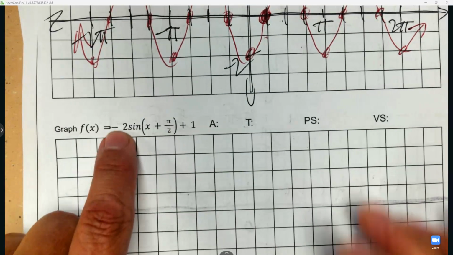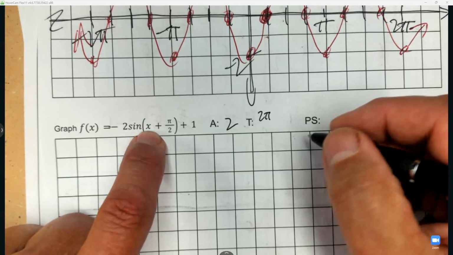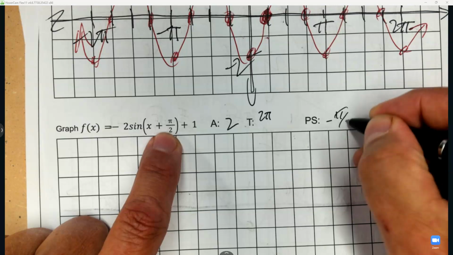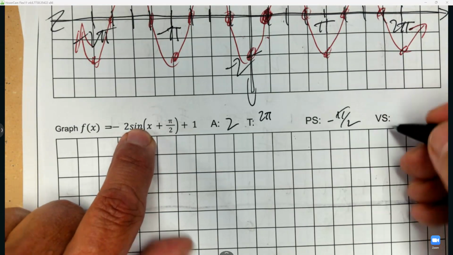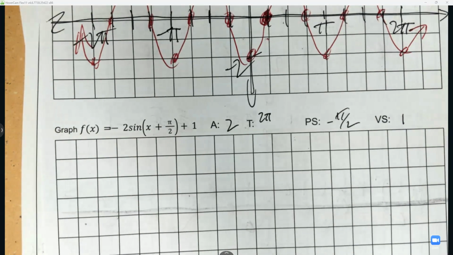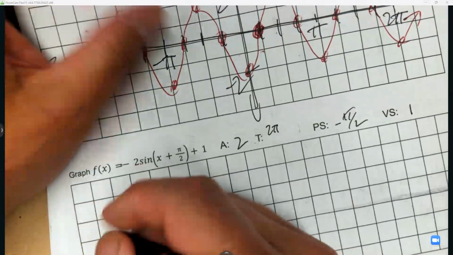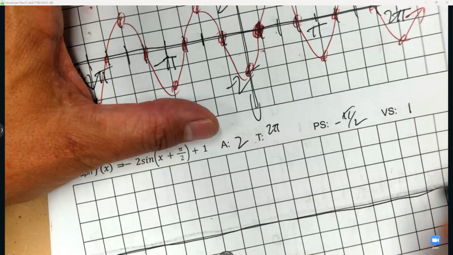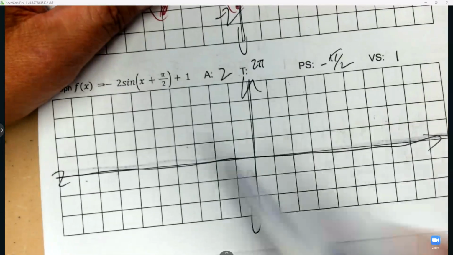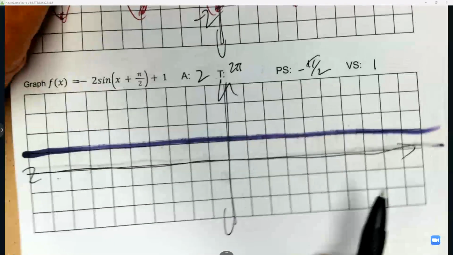All right, the amplitude is positive 2. The period is 2 pi. And there's nothing that would change it. There's nothing dividing or multiplying, so it's just 2 pi. The phase shift is negative pi over 2. And again, there's nothing to divide, so it's just negative pi over 2. And the vertical shift is 1. So I'm going to take my purple marker again, and I'm going to draw Y equals 1. First I'm going to draw a set of axes. Then, with that set of axes, I'm going to draw 1. And that's my new midline.